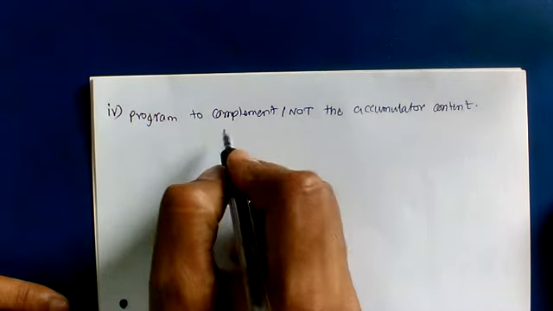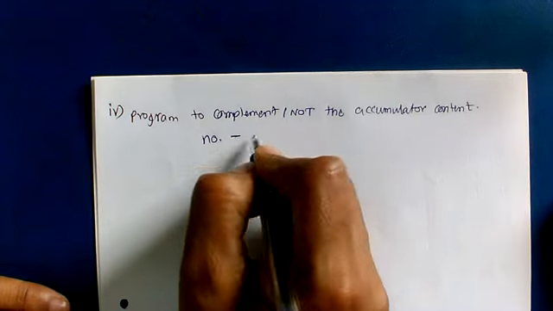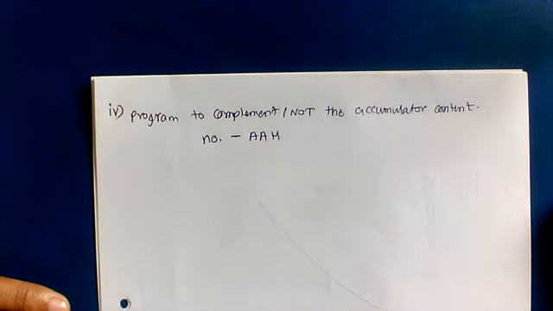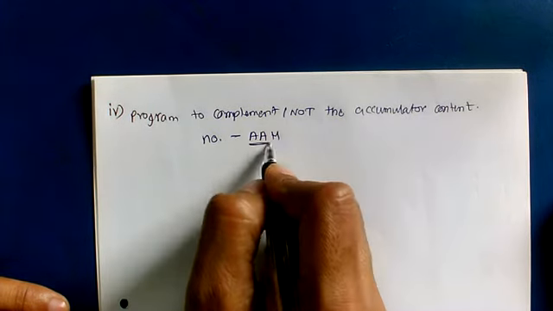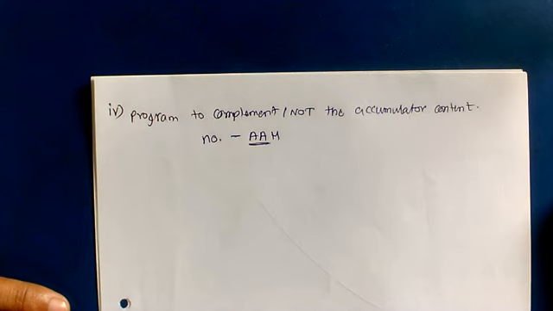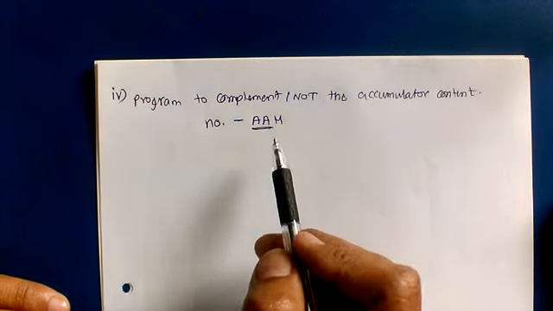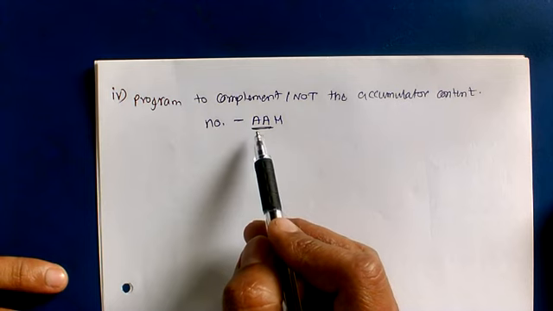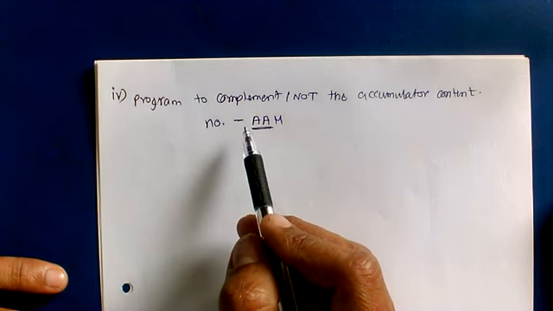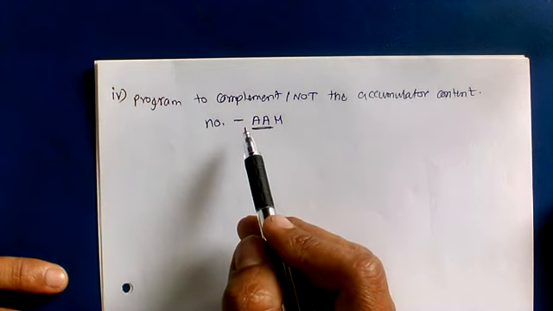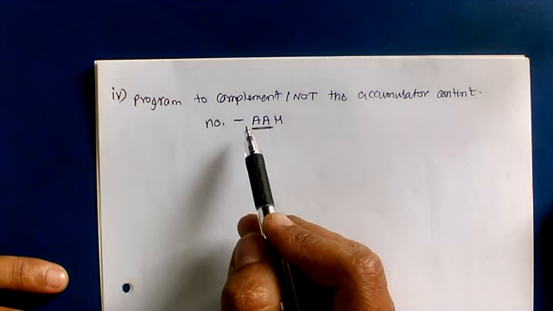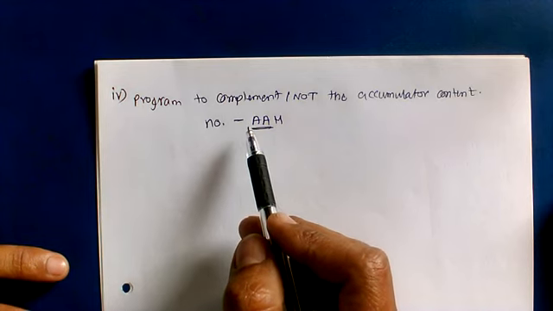So suppose the number AAX is available in the accumulator. Okay, AAX is available in accumulator. So to complement the number, that is complementation of this AA, is possible by using CMA instruction.